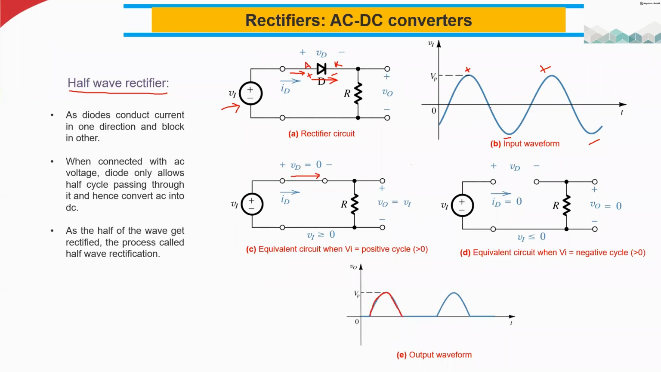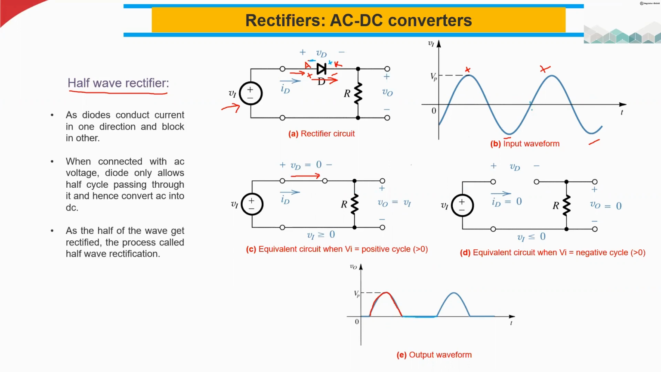And during the negative half cycle, we inverse the polarity, and automatically it inverses the polarity across this diode. So it will be minus here and plus here. So it's in reverse bias, so it will not conduct. Then you don't get anything at the output, it's 0. And then again the cycle repeats.